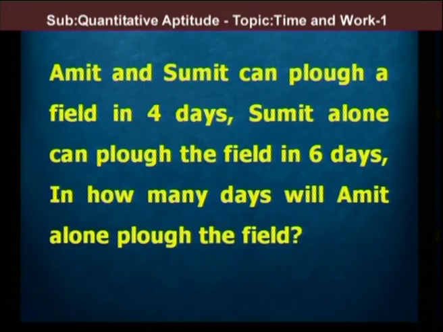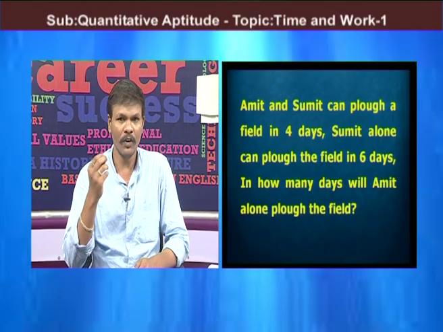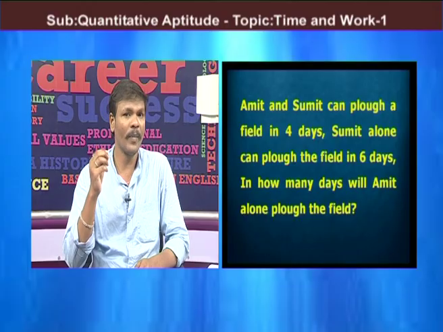One of the problems we see on the monitor is Amit and Sumit. Amit and Sumit can plough a field in 4 days. Sumit alone can plough the field in 6 days. Sumit is only working for 6 days. In how many days will Amit alone plough the field?